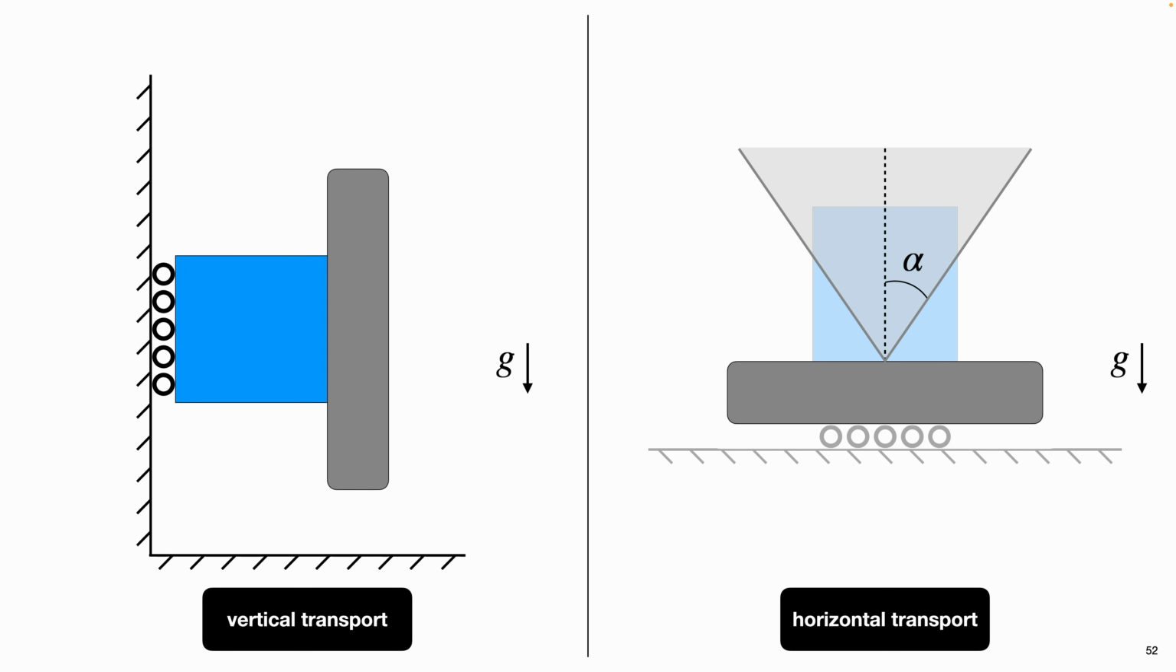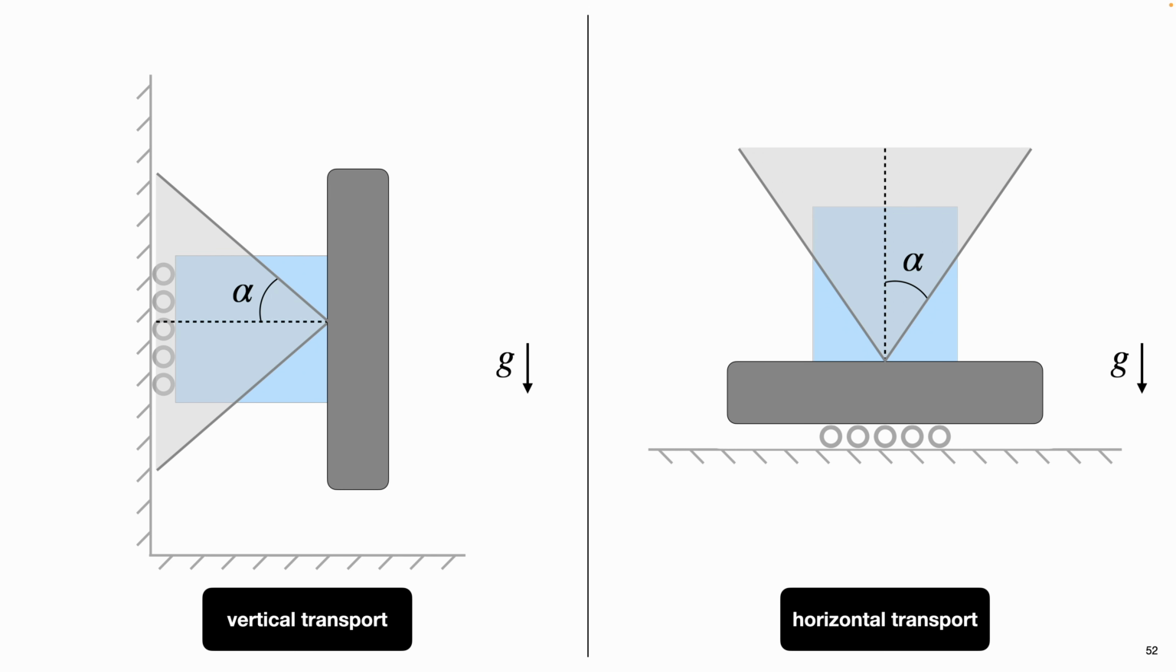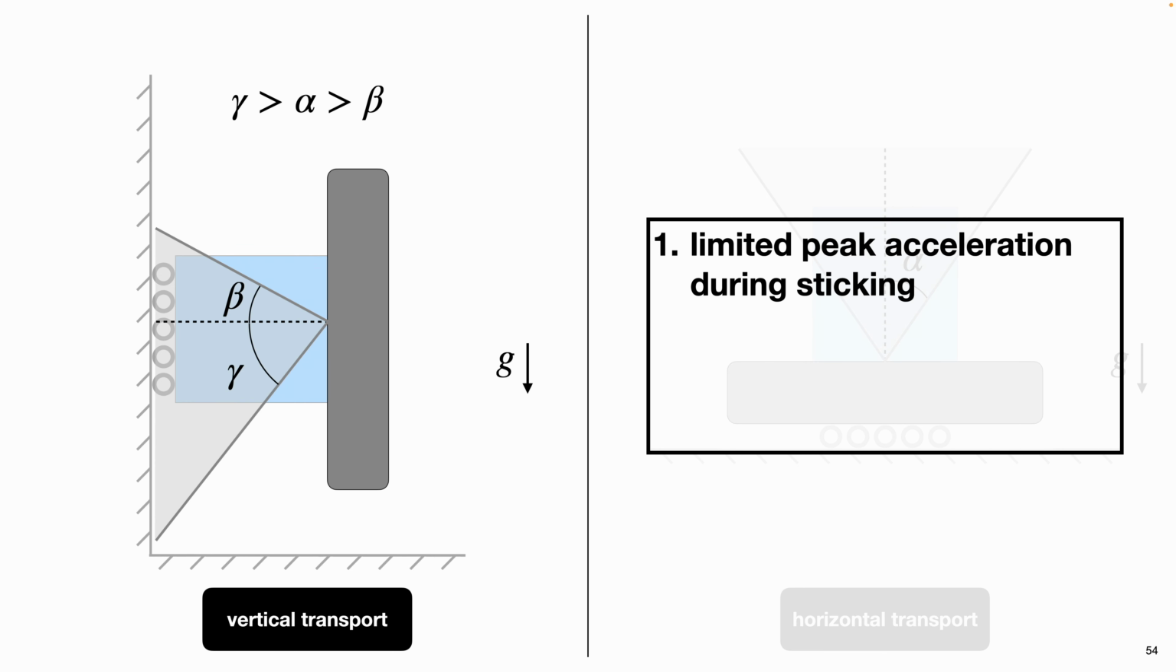For horizontal transport, we have a symmetric friction cone with an angle alpha on either side of that dotted line. For vertical transport, gravity will tend to skew this friction cone so it is no longer even on either side of the dotted line. We have a smaller angle beta and a larger angle gamma. The effect is twofold. First, we have a more limited peak acceleration that we can achieve during sticking, before we exit out of the friction cone and transition to slipping. This means over a finite distance, if we have a smaller peak acceleration, that we cannot accelerate the part up to as large of a velocity as we might have been able to in the horizontal case.